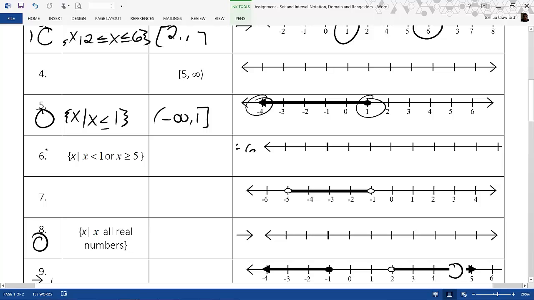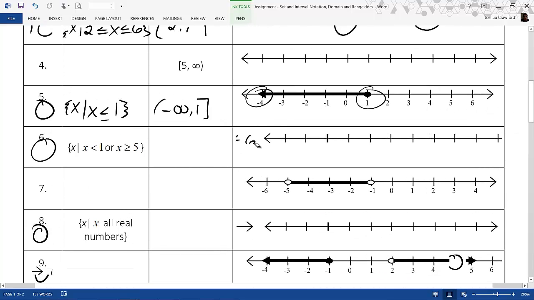Okay, so then number 6, right? Yeah, number 6. Why is that doing that? Okay, ignore that stuff right there.